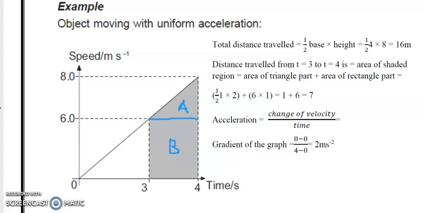So this is stuff that you guys need to know. You need to know that on a speed time graph, you can get distance traveled by looking at the area under the graph. And you need to know that if it's a triangle, then you're going to use half base times height. If it's a rectangle, then you're going to use length times width. These are things that you need to know.